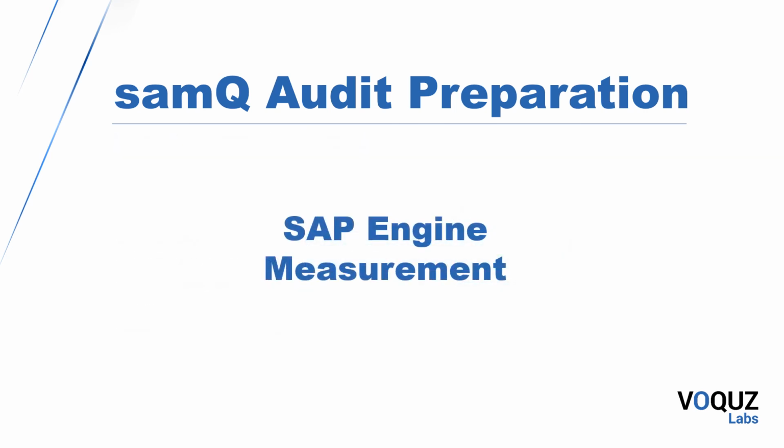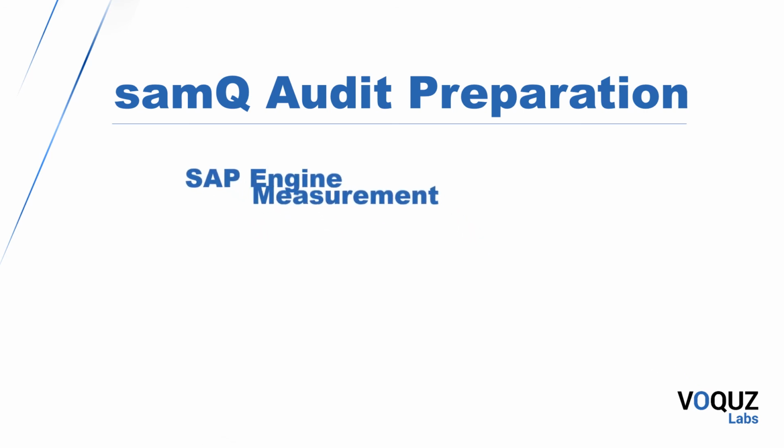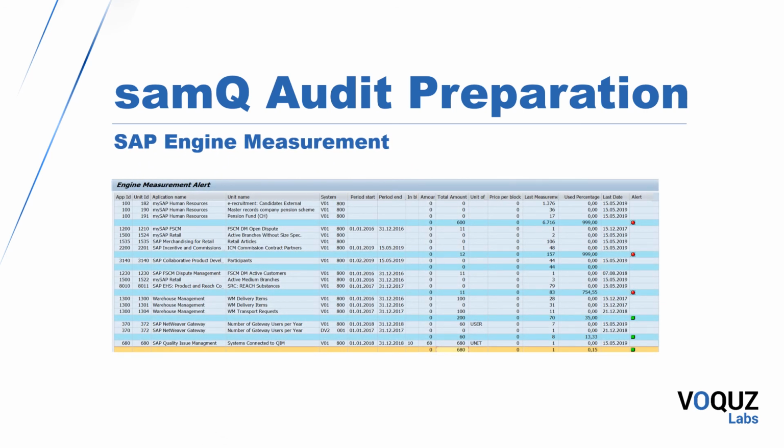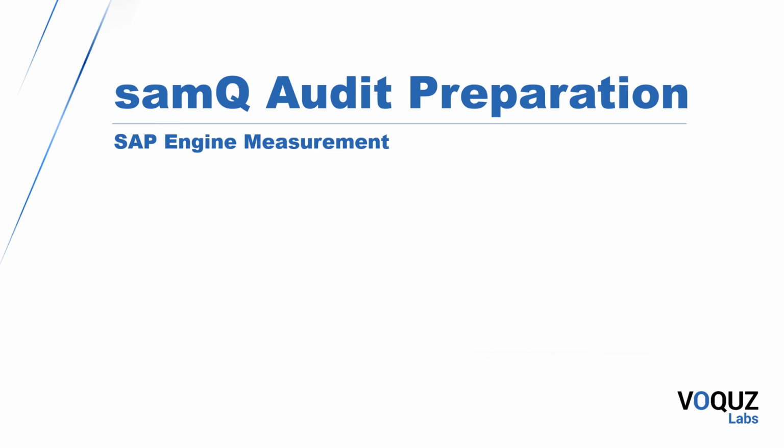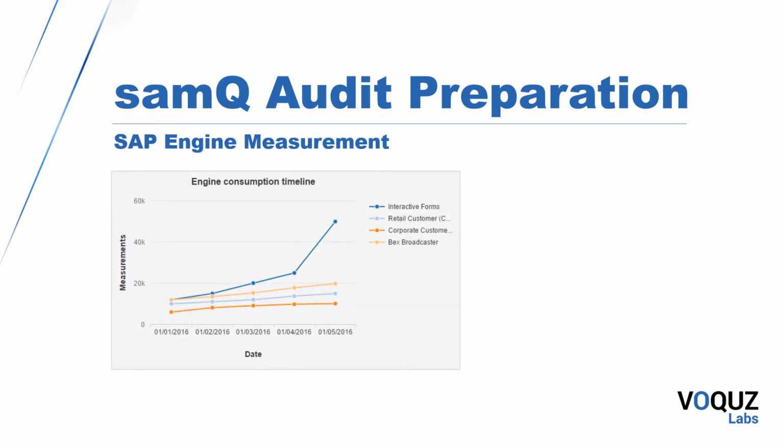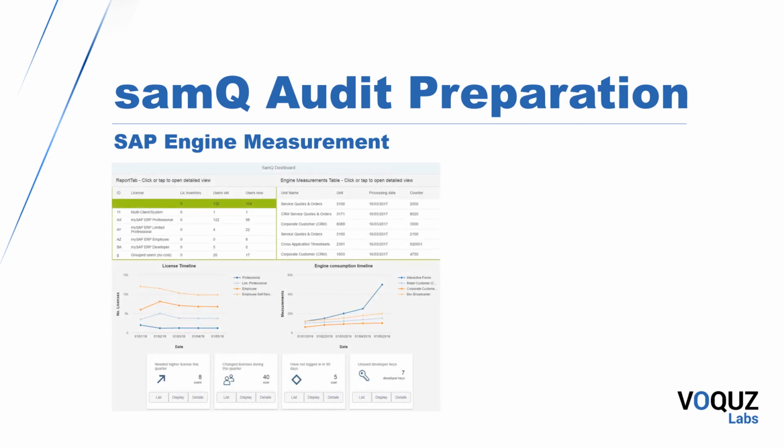samQ also measures the consumption of SAP engines. Automation of the system measurement process results in consolidated engine measurement values from all SAP systems. This gives SAP customers advanced visibility of engine consumption versus the license level for each SAP product. And centralized reporting gives customers a complete picture of all SAP engine usage, pre-warning of any under-licensing, and transparency over potential licensing costs.